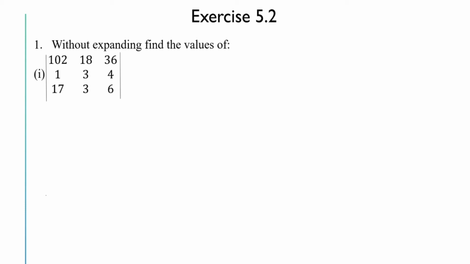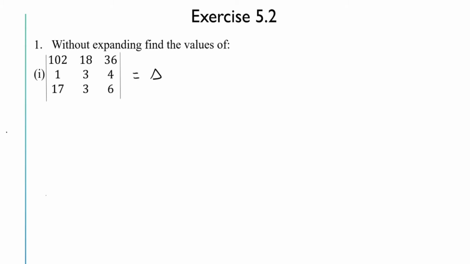These questions are from exercise 5.2 from chapter 5 determinants of class 12 applied mathematics by M.L. Agarwal. The first question is, without expanding, find the values of. So we have to use the properties that we just now saw and find the values of these determinants. So the first one is 102, 18, 36, 1, 3, 4, 17, 3, 6. So let this determinant be equal to delta.